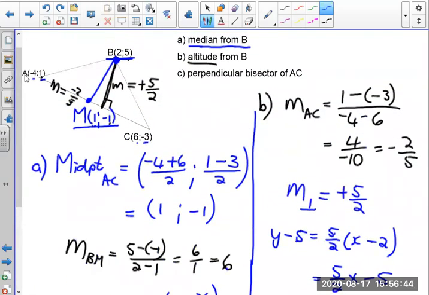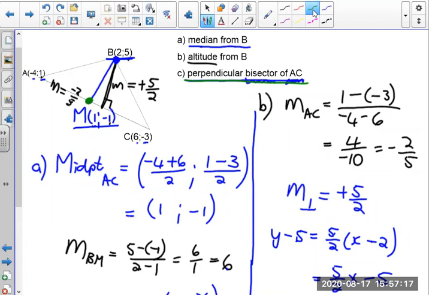And now the last question is the perpendicular bisector of AC. Now remember what we said. Bisector means we divide that line AC in half. So in other words, we need the midpoint of that line. Now we have it already. We calculated that already. So there it is.